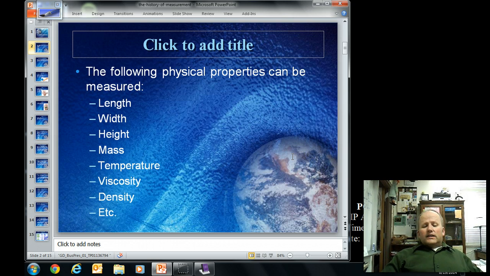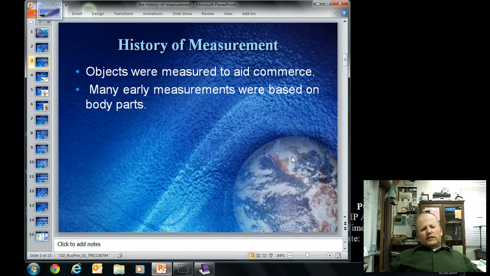There are many things that we can collect data about and therefore measure. Some of them include length, width, height, mass, temperature, viscosity, density, but that is literally just the tip of the iceberg. There are so many things that we can still measure, but those are just a few of the things we can measure. But in order to really understand and appreciate measurement, we need to have a little bit of a sense of the history of measurements and what they do and how they came about.